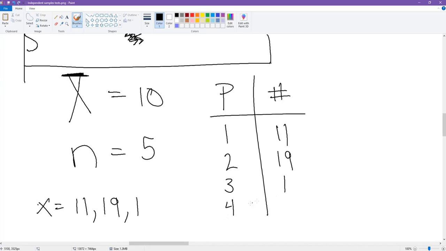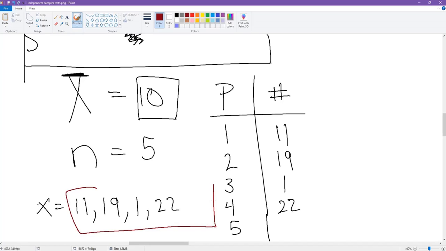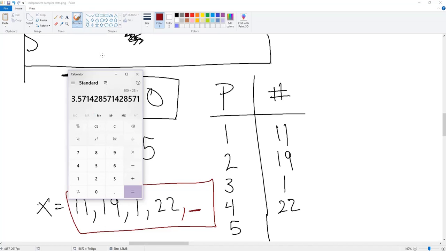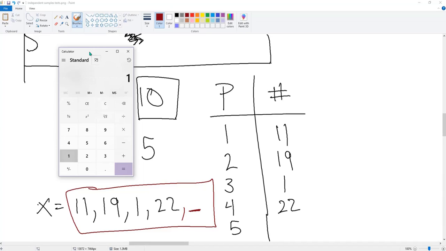And, number 4, maybe they got 22. And now we're going to wait, 22. If the average is 10, what did participant 5 have to get? Is participant 5 free to be whatever it wants if the average of these numbers plus whatever is left is equal to 10? No, it has to be something that makes up the difference between, let me do this for us, it has to make up the difference between 11 plus 19 plus 1 plus 22 plus something that will make the average equal to 10.